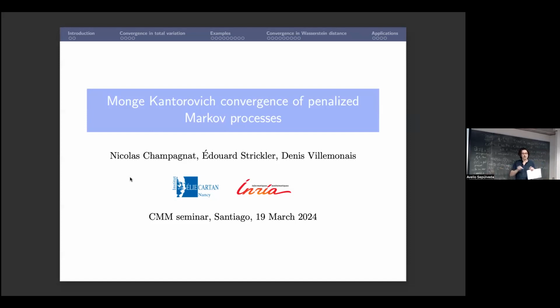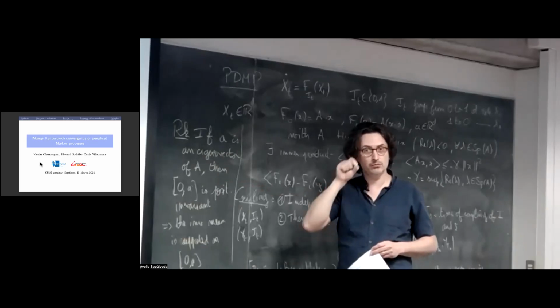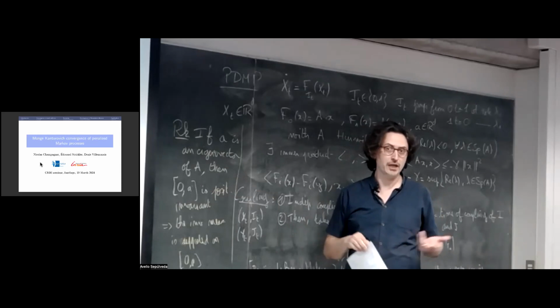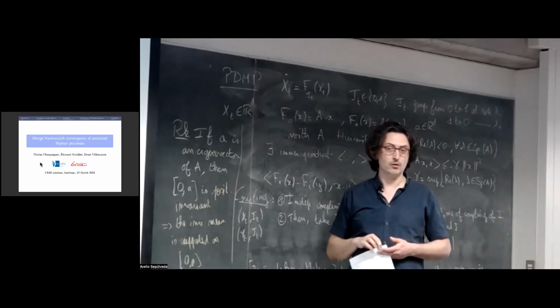So it's singular. It has no density. And so if you consider one realization of the process which does not start from this interval, then you're never going to be precisely on it. You have 0 mass on this interval, and so you cannot expect to have total variation convergence.